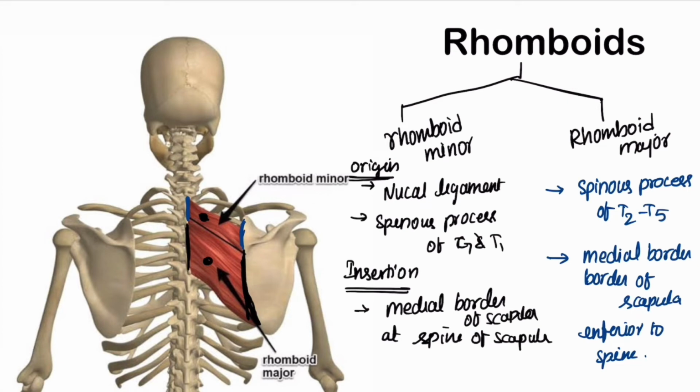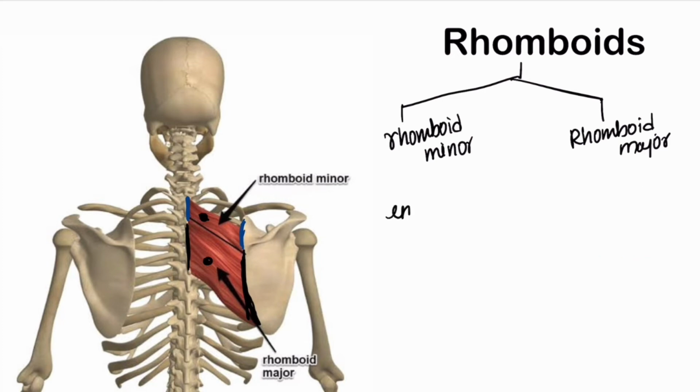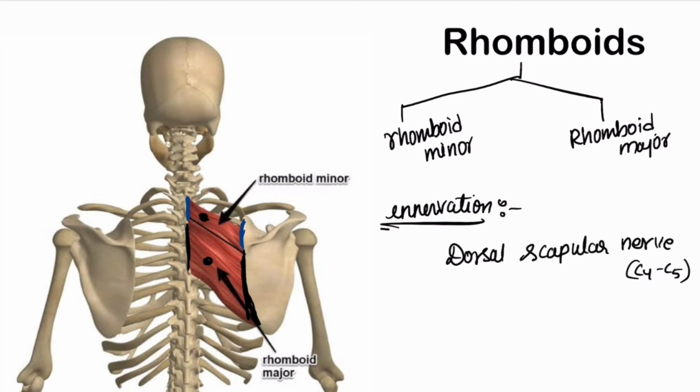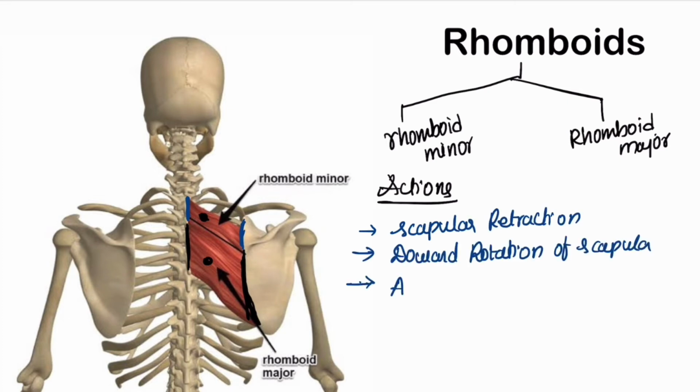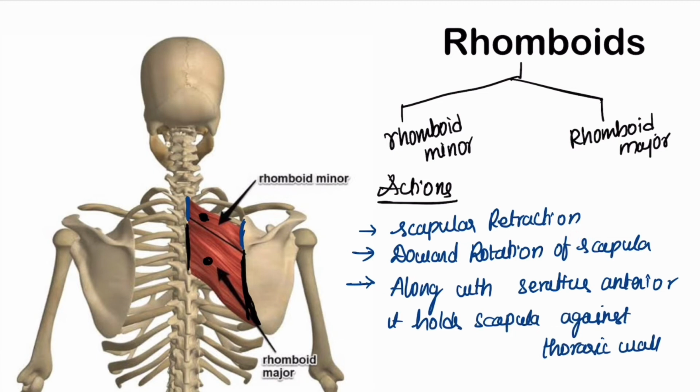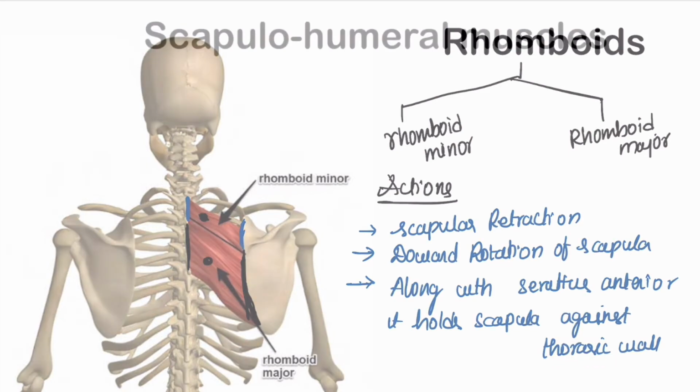Now let us look at the innervation and function. Innervation: both these muscles are innervated by the dorsal scapular nerve. Now let us look at the functions. They help in scapular retraction and downward rotation of the scapula, and along with the serratus anterior, they hold the scapula against the thoracic wall. And that's all about the rhomboid muscles.